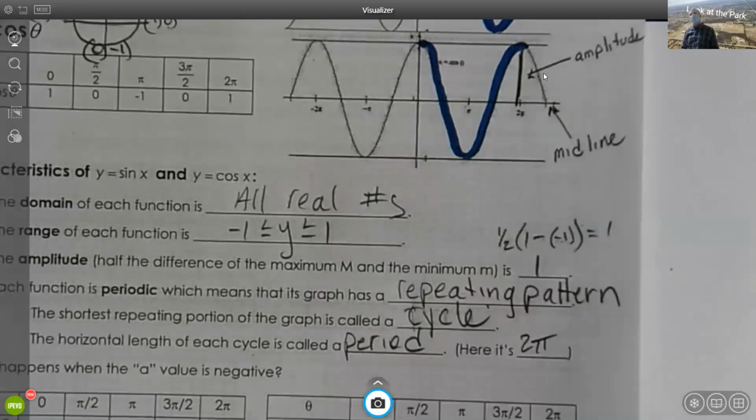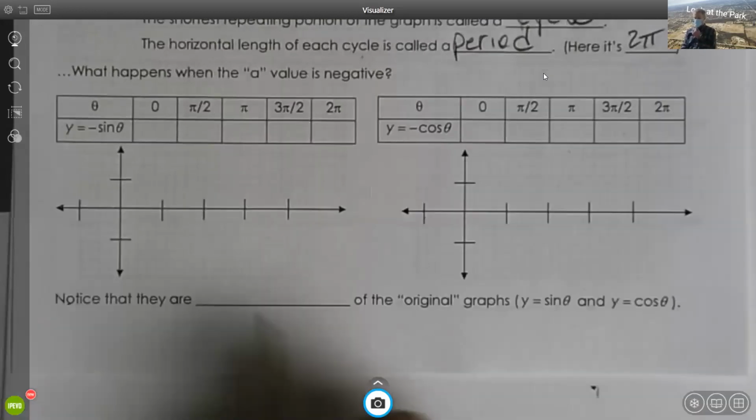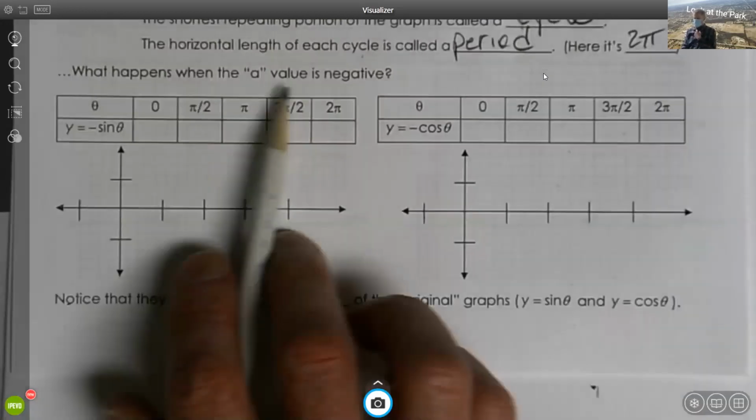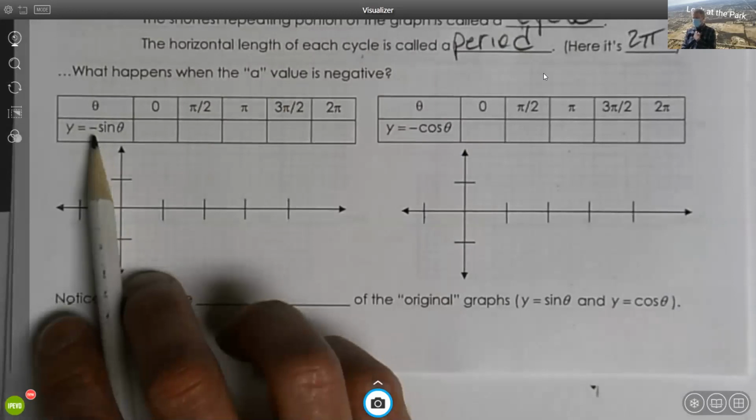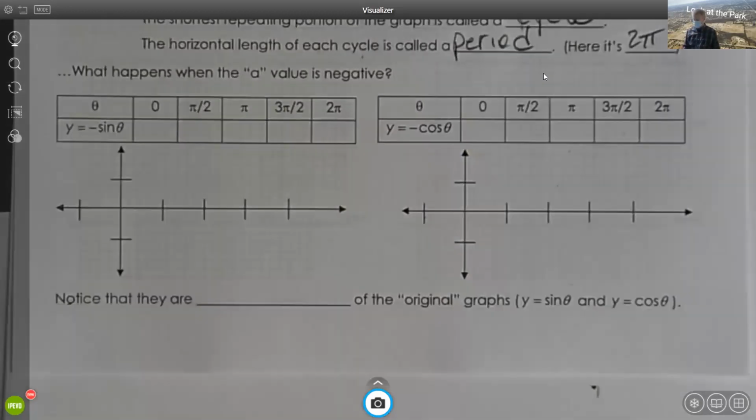So we'll take a look here. What happens when an A value is negative? Your A value is in front of the sine. We all know what happens in this situation. We've had negative values in front of our functions all year. So we should have an idea.